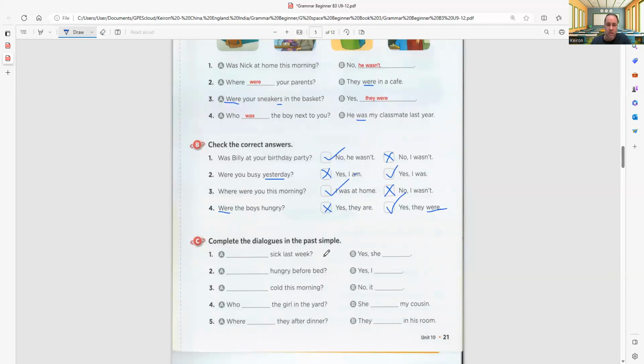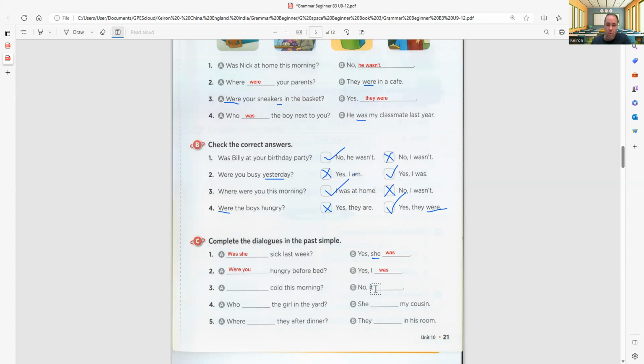Something sick last week? Yes, she. Okay, guys, so was she sick last week? Yes, she was. Something hungry before bed? Yes, I was. Okay, now remember, we're not going to say, was I hungry? We're not going to ask ourselves that question. We're going to say, were you hungry before bed? Yes, I was. Okay, so don't forget that.